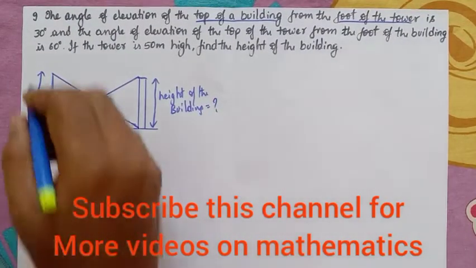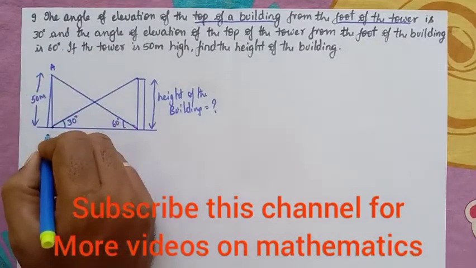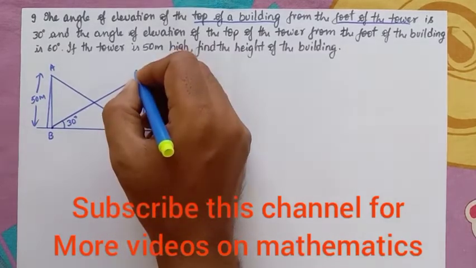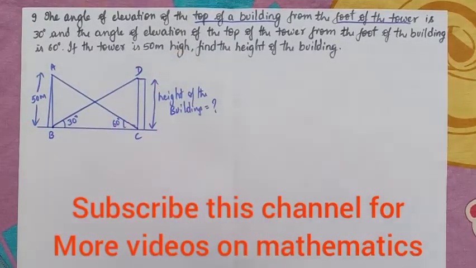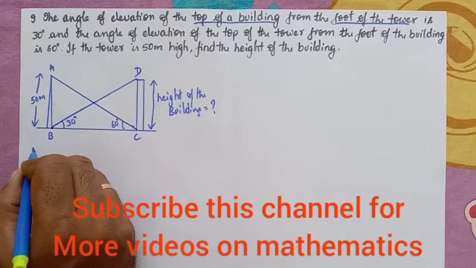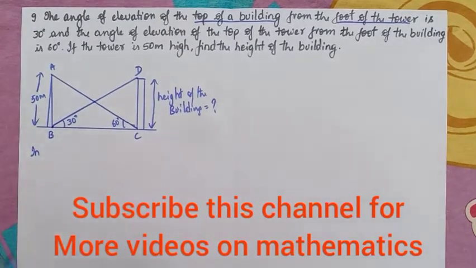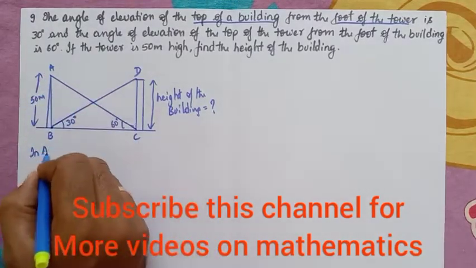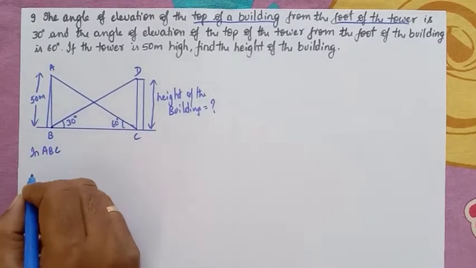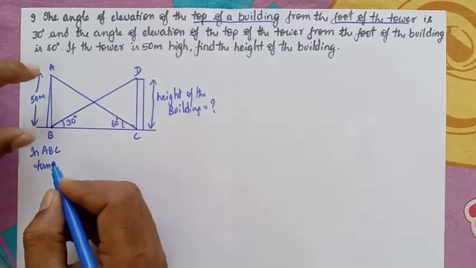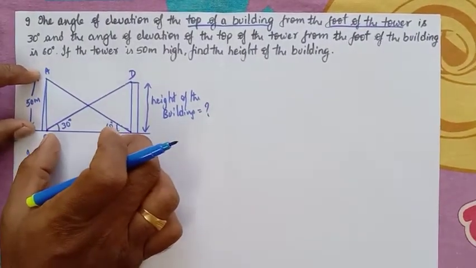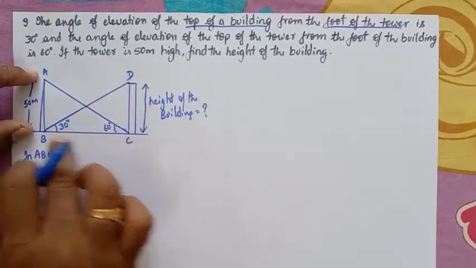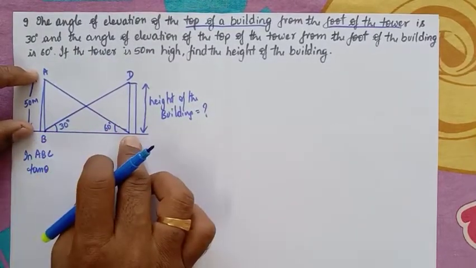For this, let me name the top of the tower as A, and the bottom of the tower as B, and let the bottom of the building be C, and the top of the building be D. Here too, we will be using the tan function. It will be more easy and more convenient. In triangle ABC, this is the opposite side. This will be the adjacent side, the ground, the distance between the two foots.